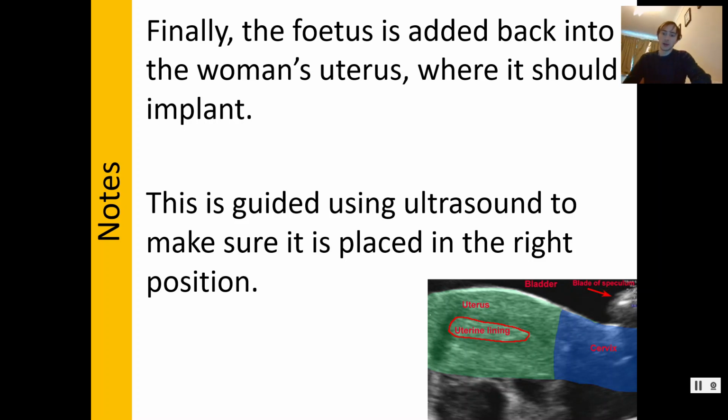uterus. And you can see, down the bottom of this picture, you have an ultrasound. What is happening is we're using a speculum, which basically holds the cervix open, and we're going to insert this pipette into the uterus lining and place it in. We're going to use ultrasound to guide us so that we know we're not putting it in the wrong place. It's actually very precise where it has to go, and so the doctor has to be very skilled to get it in just the right place.